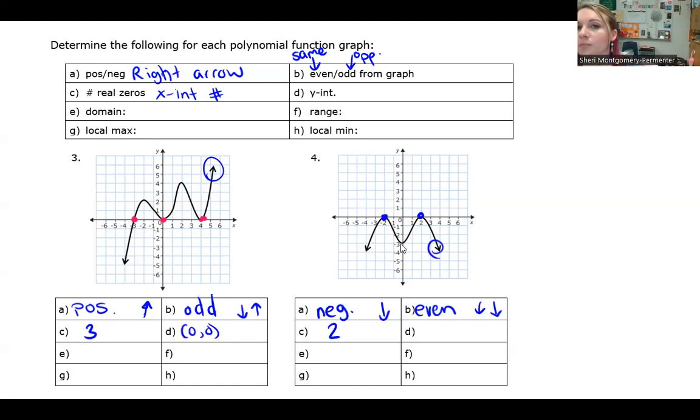For number 4, what is the point that represents the y-intercept? Try again. What is it? -3 is the y value. How would we say that as a point? 0, -3.